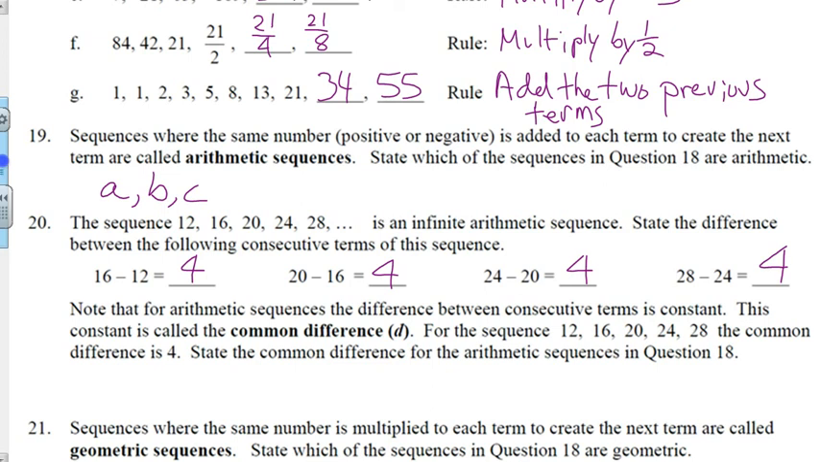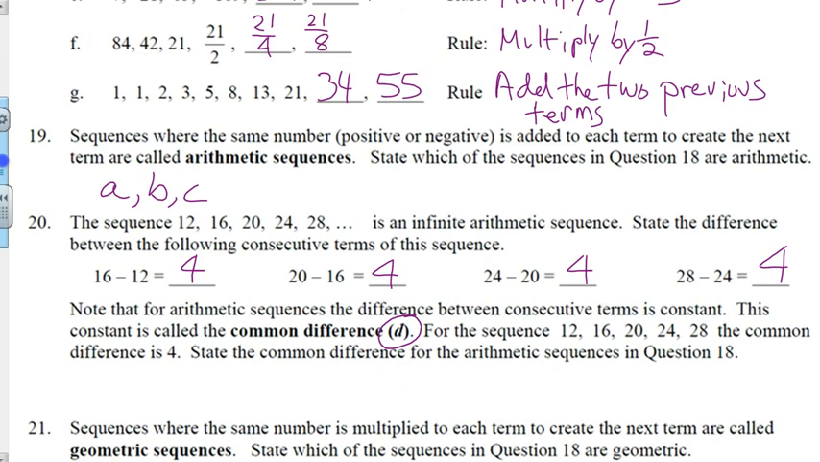You wouldn't have thought, well, 16 minus 12 is 4. You would have just said, well, okay, obviously I'm adding 4 each time, right? But the way you get that is by actually going 16 minus 12. What's the difference between 12 and 16? 4. How do I get from 16 to 20? Add 4, and so on. For arithmetic sequences, the difference between consecutive terms is constant. This constant is called the common difference and is denoted by the letter D. For the sequence 12, 16, 20, 24, 28, the common difference is 4.